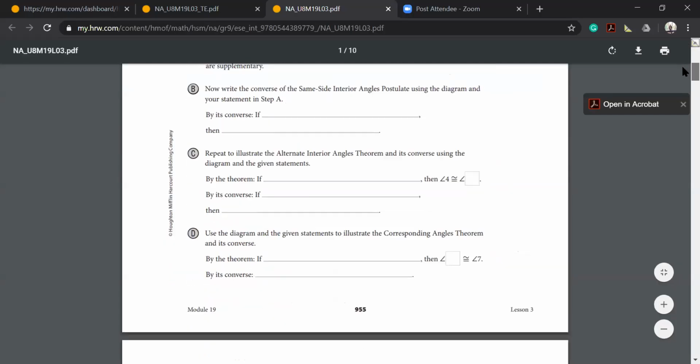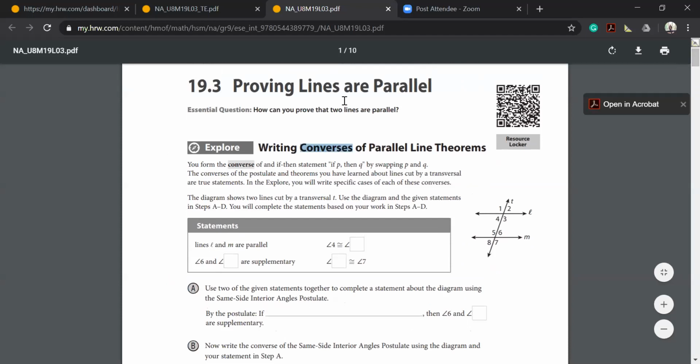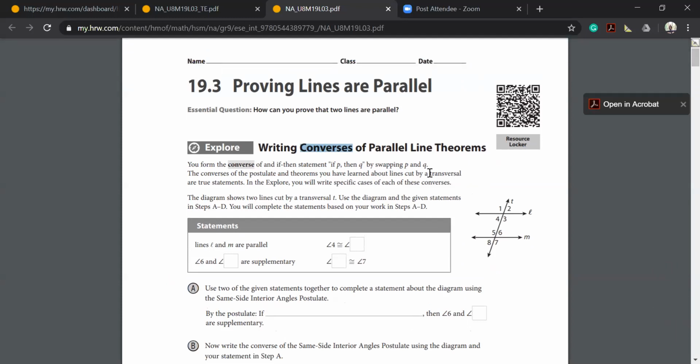So in page 955, write the converses of parallel line theorems. You form the converse of an if-then statement, if P then Q, by swapping P and Q, just like I explained for you. If A happened, then P happened. Now, to do the converse is going to be if P happened, then A happened. You are swapping the two events. Instead of this happening first, this happened first. The converse of the postulate and theorems you have learned about lines cut by a transversal are true statements.